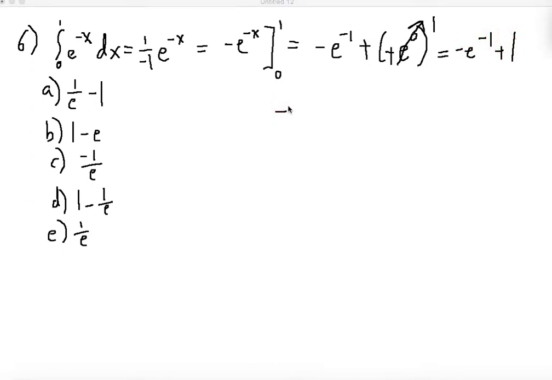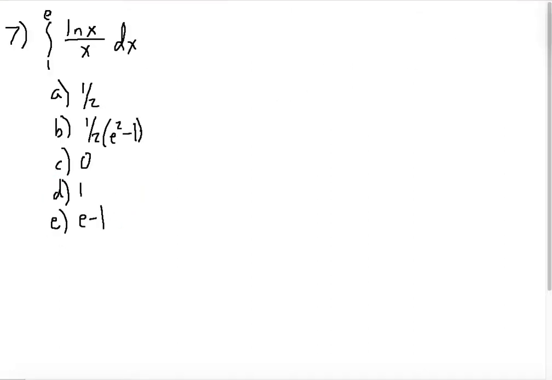For our answer, you can see that we don't have anything written exactly like that, but if we change the form, 1 minus e to the negative 1 means 1 over e. We see that we have that answer right here. Now on to the next one.